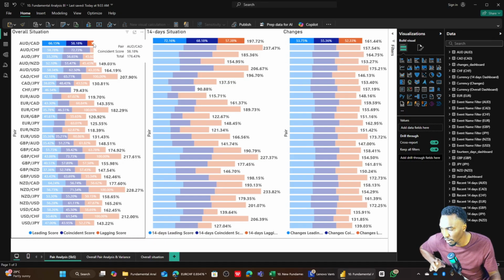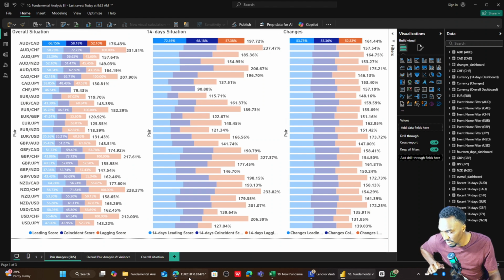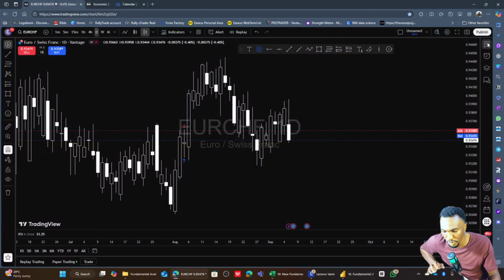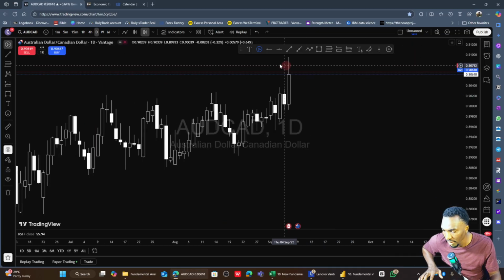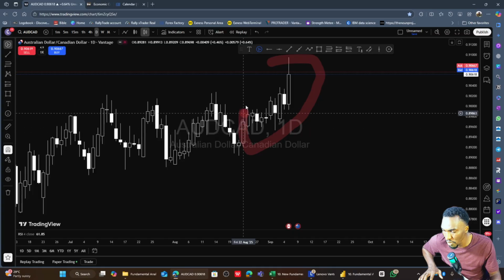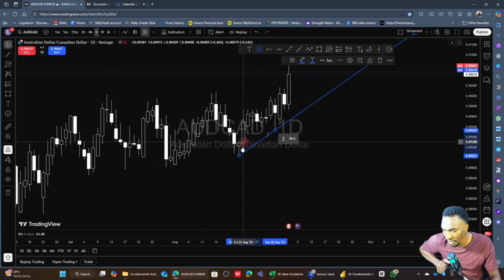You can see all the indicators all saying highly bullish, highly bullish, highly bullish, and the change is even printing more bullish strength. Compare that against the charts. Let's go to the Australian dollar against the Canadian dollar, and you can see a good move to one side. You can see that one-sided move by just drawing a trend line.